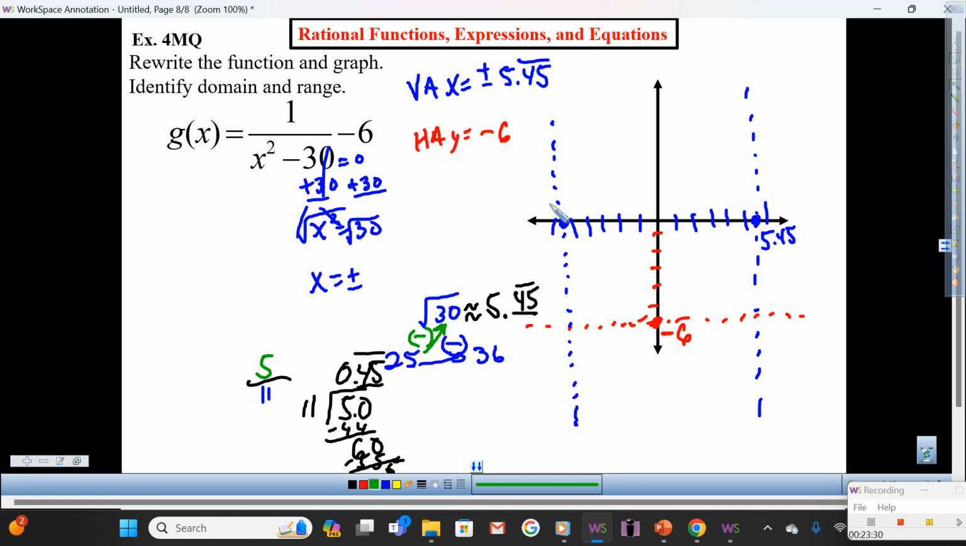Top right over here, just above the HA, right there. Same on the left side. A big curve under right here, the asymptote. Hands, if you got something like that, that is correct.